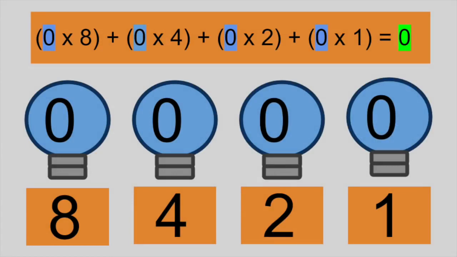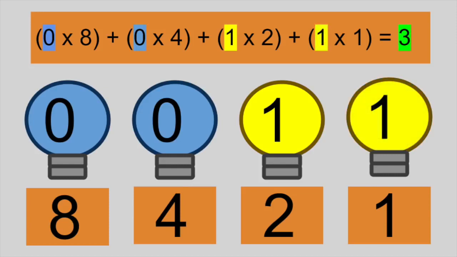To represent the value 1, we turn on the rightmost bit. What we have is 1 times 1. To represent the value 2, we turn on the second bit only. What we have is 1 times 2 plus 0 times 1. To represent the value 3, we turn on the first 2 bits. What we now have is 1 times 2 plus 1 times 1.